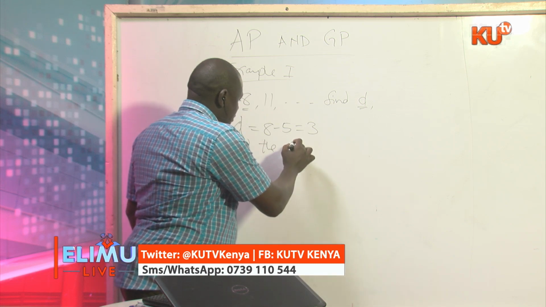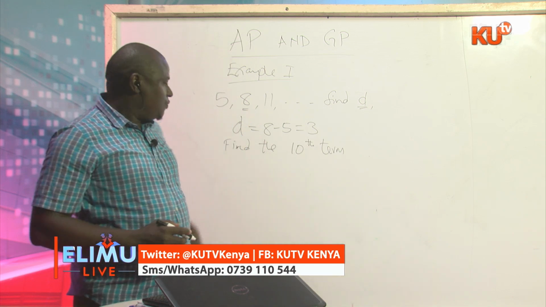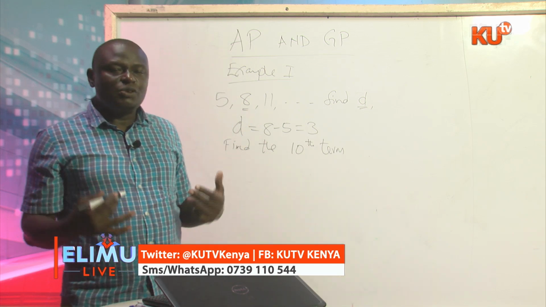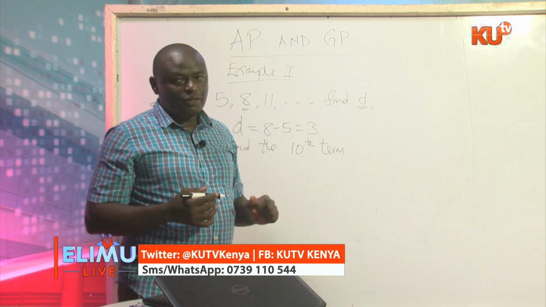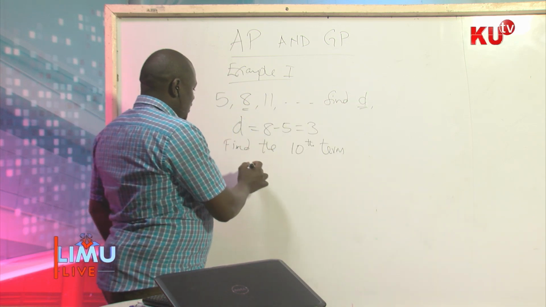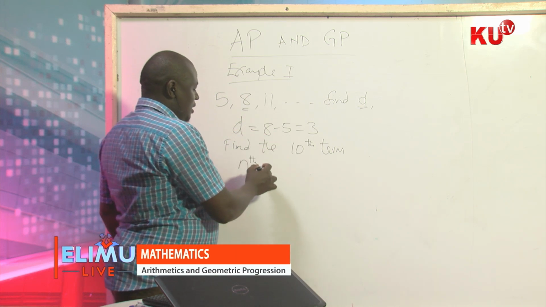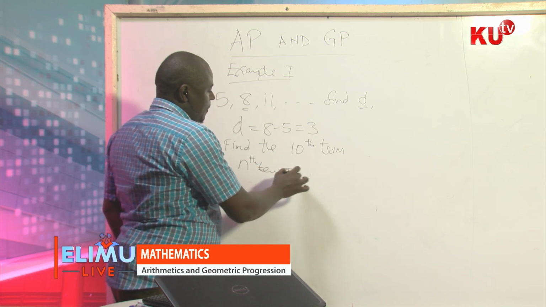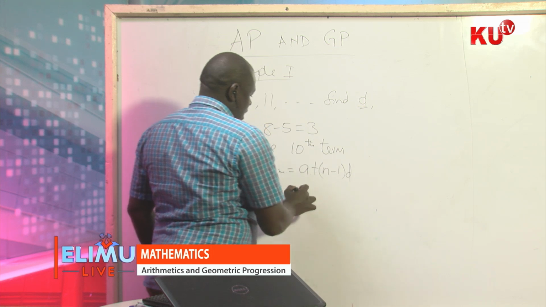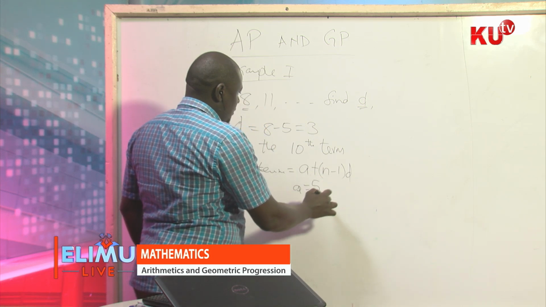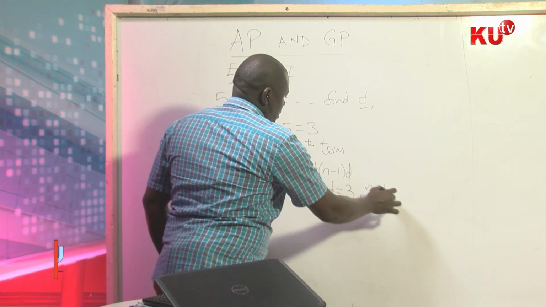I want us to find the 10th term. We want to find the 10th term. That's a general term. If this pattern continues, what will be the 10th value? How do we get that? We said that the nth term, as I had indicated in the formula, is given by a plus n minus 1 d. Our a happens to be 5, our d is 3, and our n is 10.